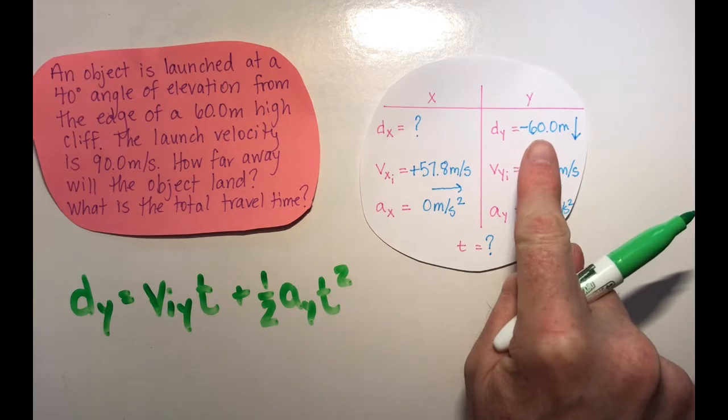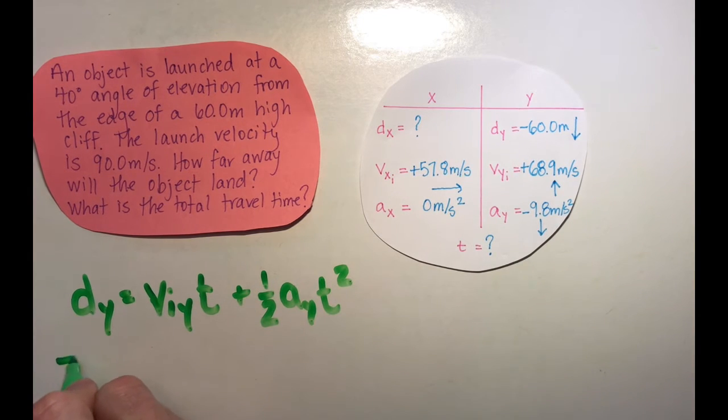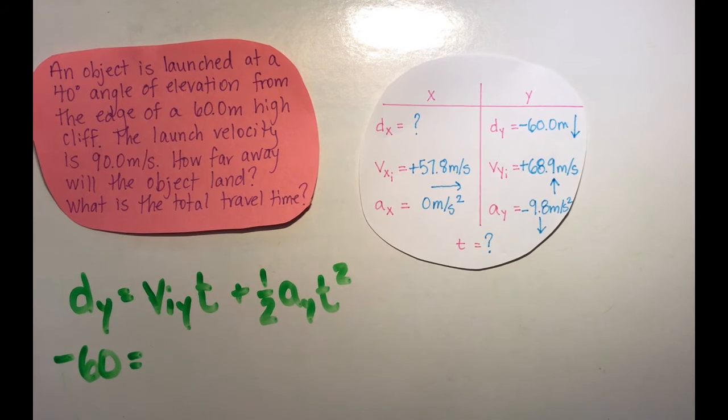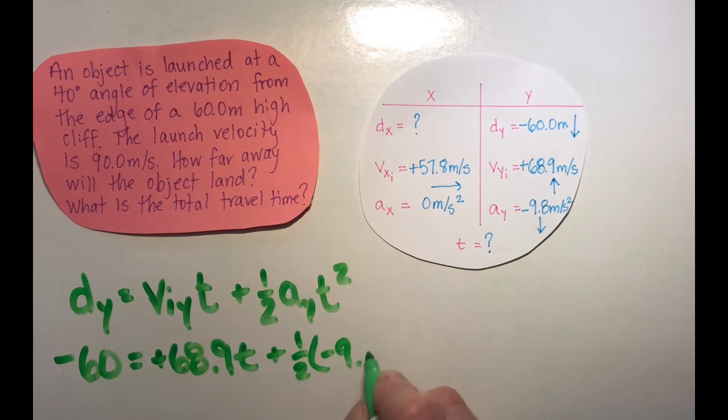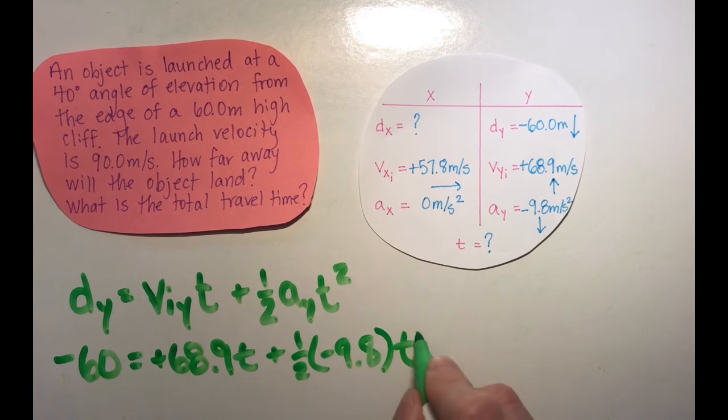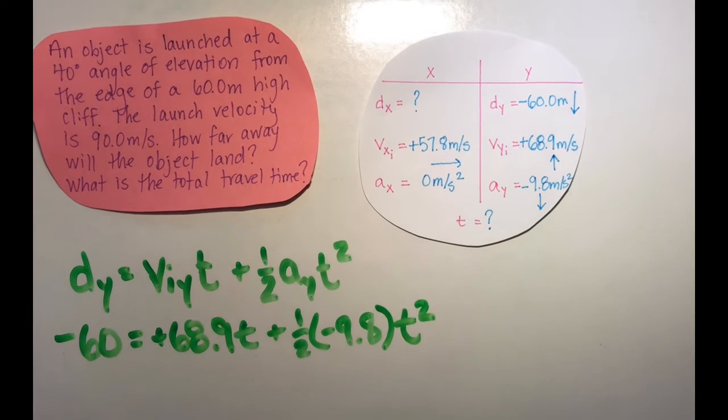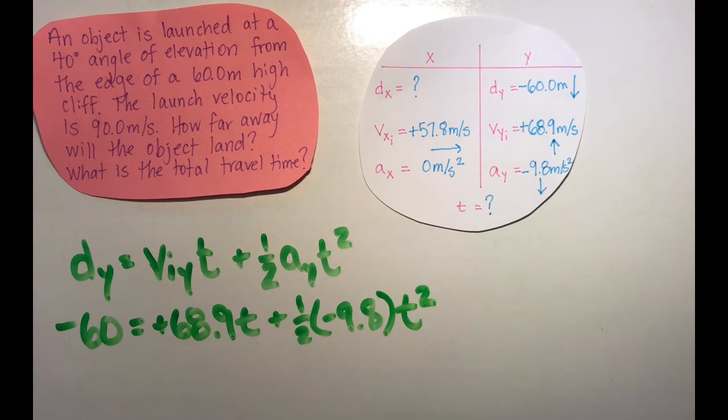As we plug in the information, we're going to be very careful with the signs. So here our displacement is minus 60, which is equal to our positive 68.9, which is our velocity, times time, and then let's consider we also have half of gravity, which is downwards, which is going to be a minus 9.8 times time squared. Now sadly, with the t and the t squared, we're going to end up with a quadratic. So we're going to put everything onto one side.